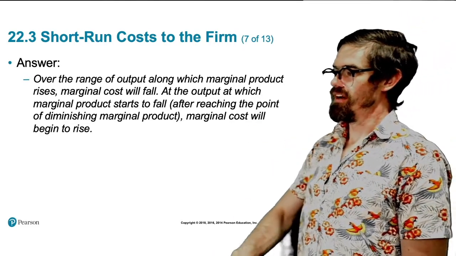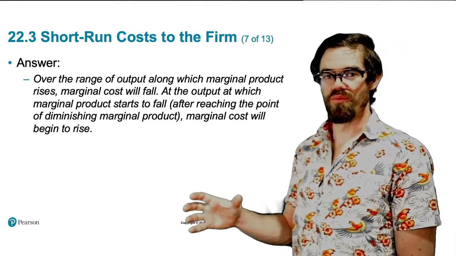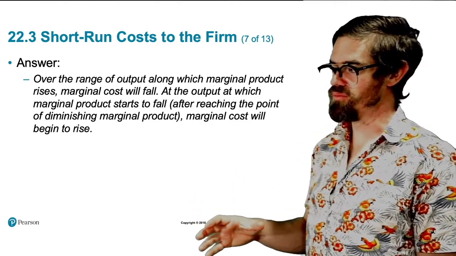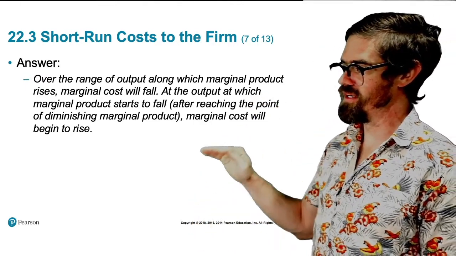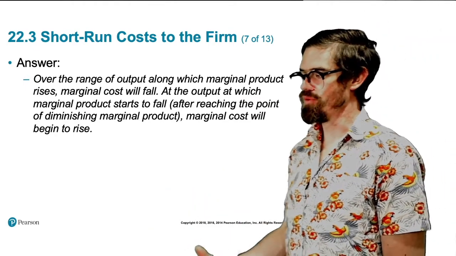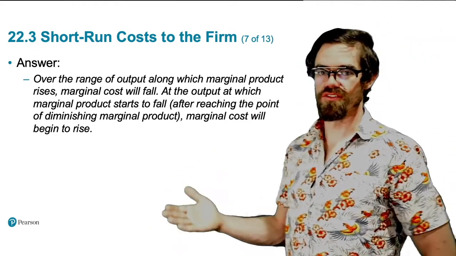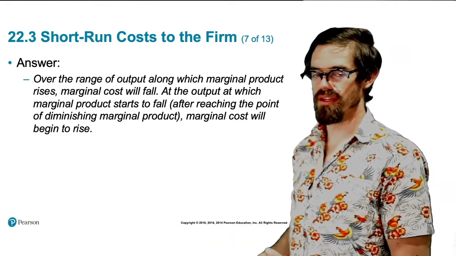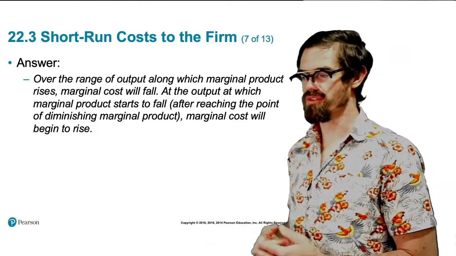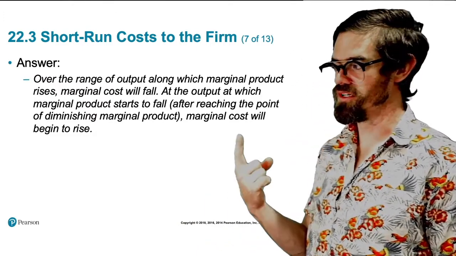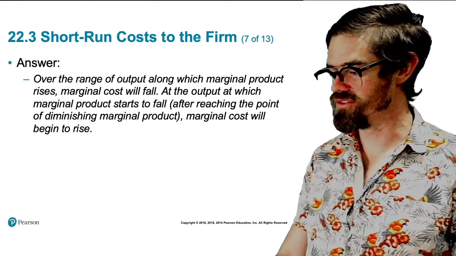But then, right, there's some point we reach the law of diminishing marginal product. So marginal product begins to fall. And at that point, marginal cost begins to rise. So you can see that marginal product and marginal cost are inversely related to one another, right? As one goes up, the other goes down, and vice versa.